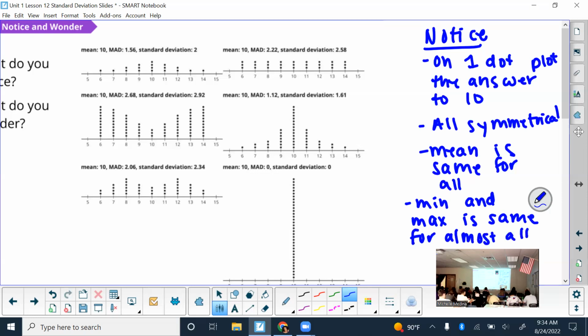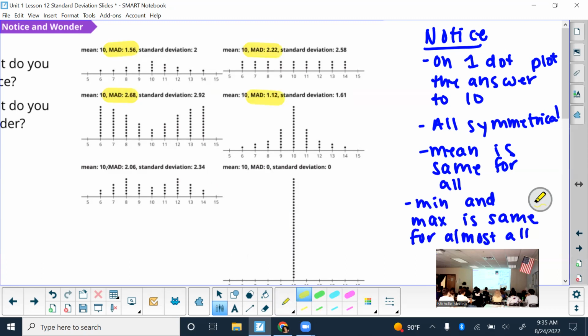All right, now let's discuss some of the sample responses. So some other things that people notice. Some of the things that you could have noticed is that the MAD and standard deviation were both large for the same dot plots and small for the same dot plots. So here's the MAD, the mean absolute deviation for all of them.